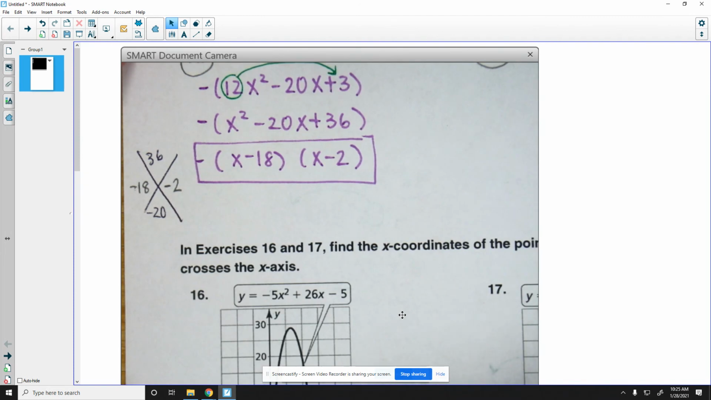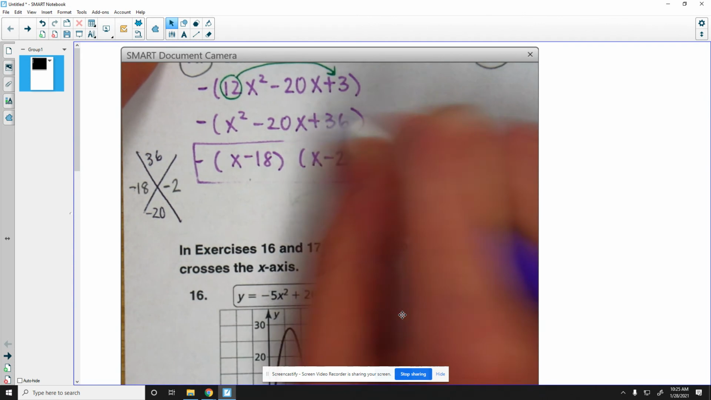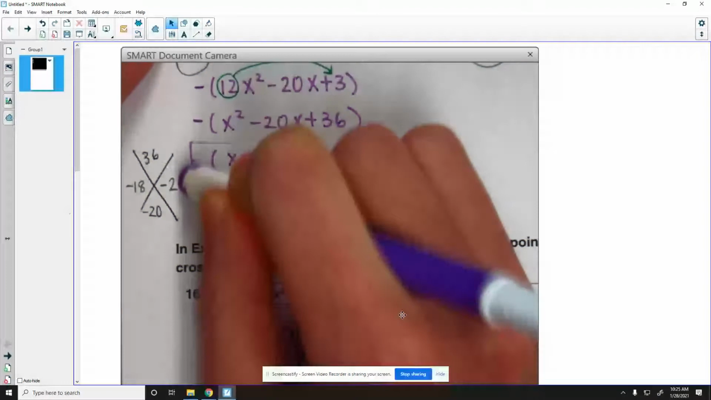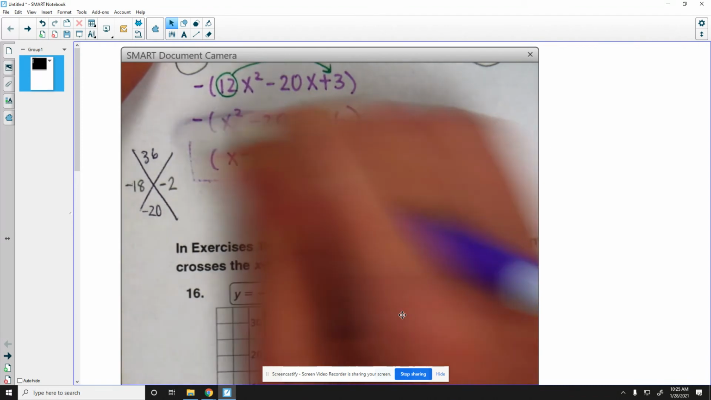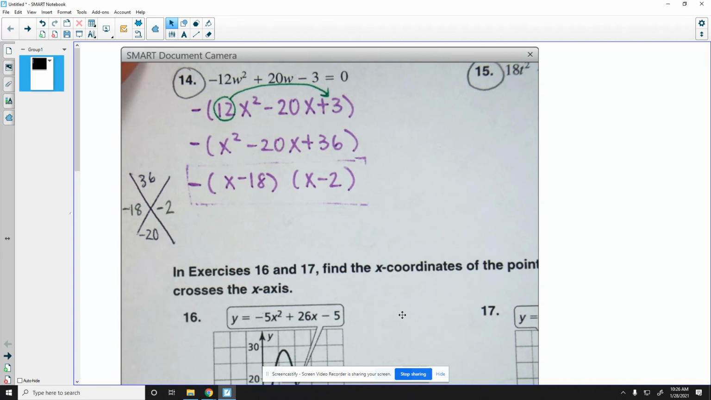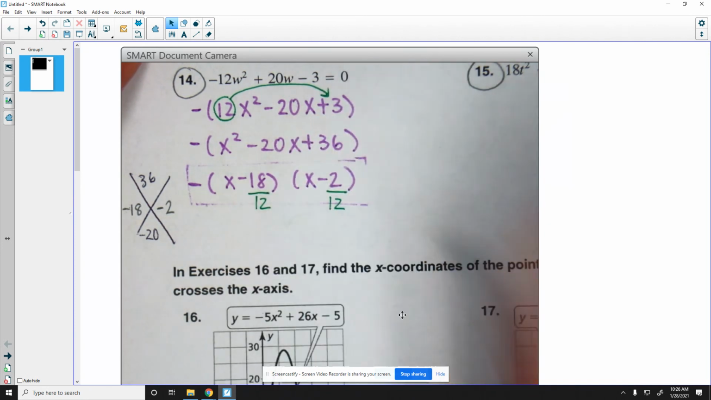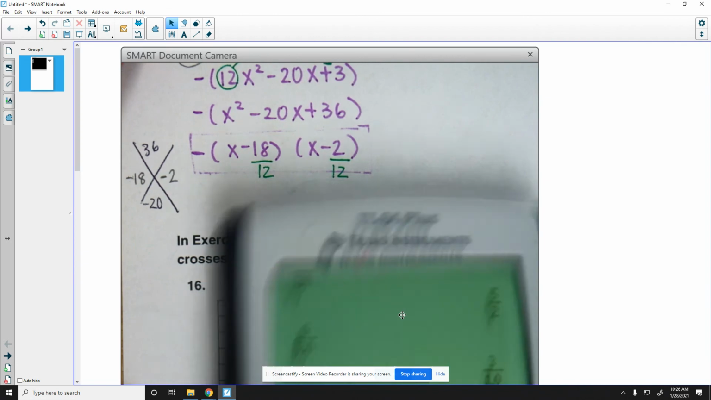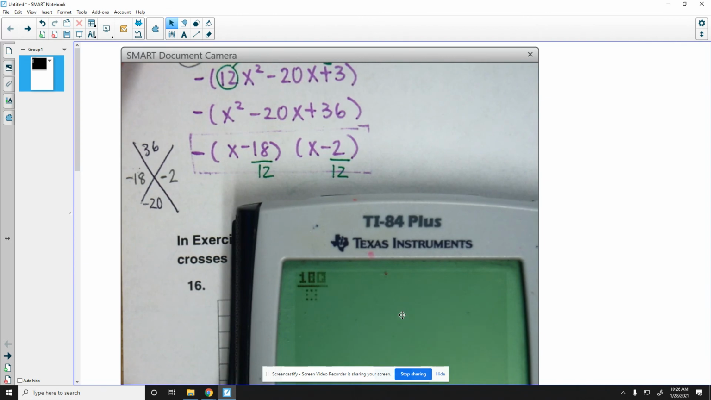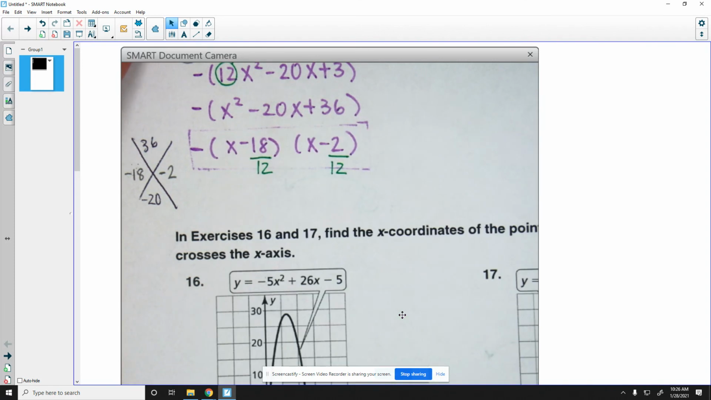You should solve it. Oh, solve, sorry. Should I set it equal to 0 now? No, not yet. What did I forget? Divide by 12. Don't be like me. Don't forget. Divide by 12. And remember, if your fractions can simplify, do that. 18/12 is 3 over 2. 2/12 is 1/6.